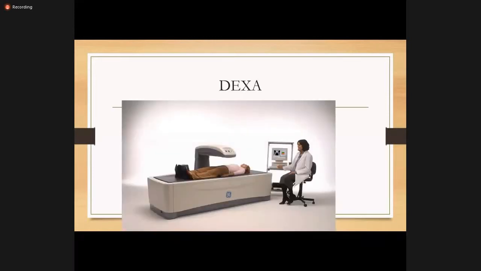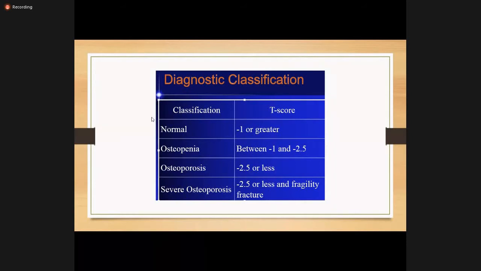Here, the DEXA scan is the diagnostic gold standard for bone mineral density. And this is how we classify it. This is the normal: -1 or greater, that is up to 0, then +1, up to -1 is normal. Then between -1 and -2.5, this is osteopenia. And if it's less than -2.5, this is osteoporosis.